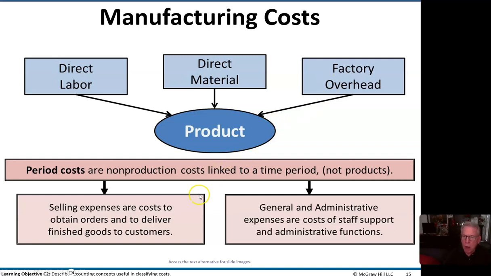Period costs are non-production costs that are linked to a time period, not products. Examples of that would be selling expenses. These are costs necessary to obtain orders and deliver finished goods to customers. And general and administrative expenses are costs of staff support and administrative functions, such as the wonderful accounting staffs and human resources staffs.